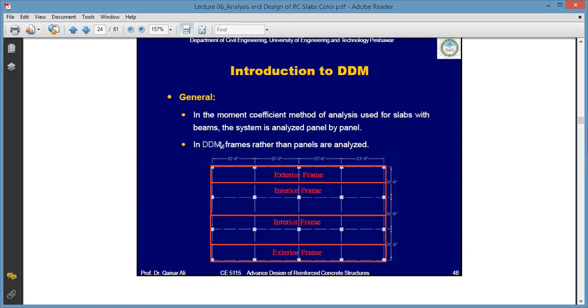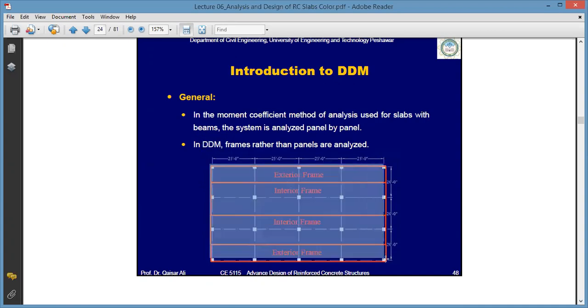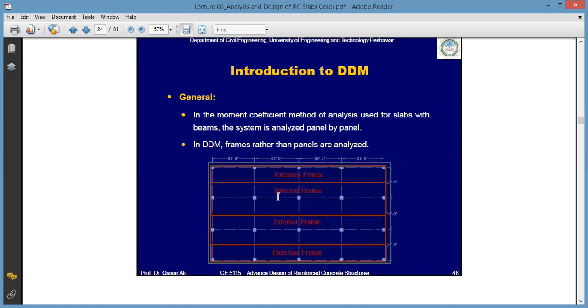In the direct design method, suppose this is a slab system having columns. Then you have to divide the slab into frames instead of panels. Previously, we used the terminology of panel. This time we will be using frame. Frame means you have to draw horizontal and vertical lines between columns and divide your slab into parts. And there are two types of parts, horizontal and vertical. In horizontal, you may have exterior frame and interior frame like this.